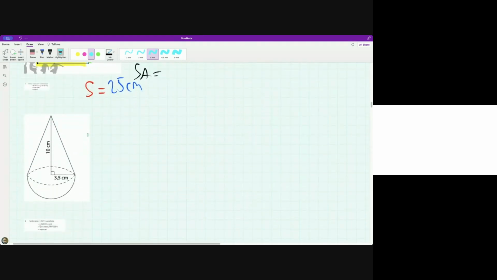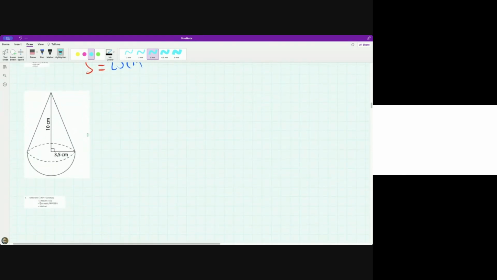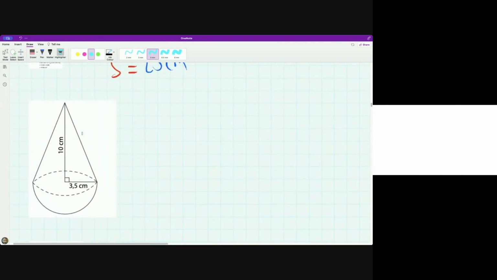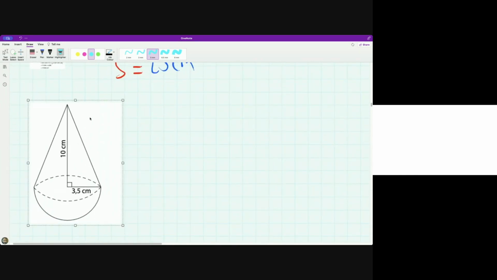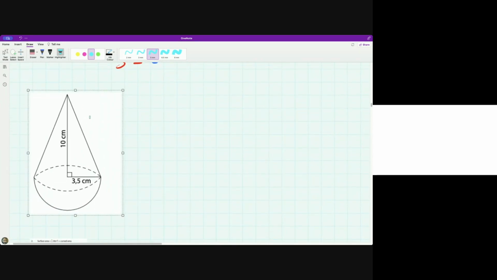Okay. Now, let us try and find the volume of this shape. So what 2 shapes are stuck together to make this shape? It's a cone and a hemisphere.